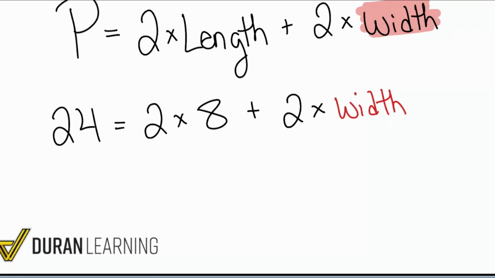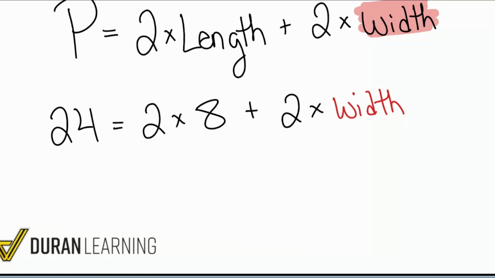Okay? So let's go ahead here and get this done. So here we go. Everybody, 2 times 8. What is that going to be? Yeah, that's going to give us 16. So with that, 16 right there. 16 plus 2 times the width. And then that's going to equal 24 on that left side.